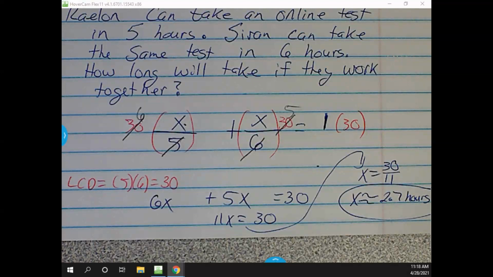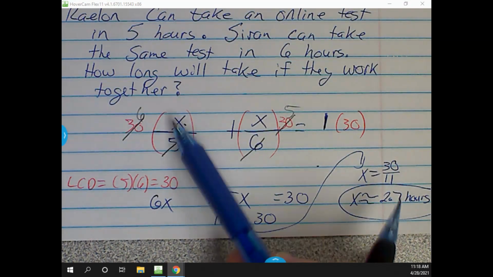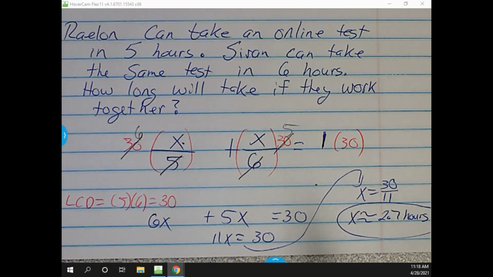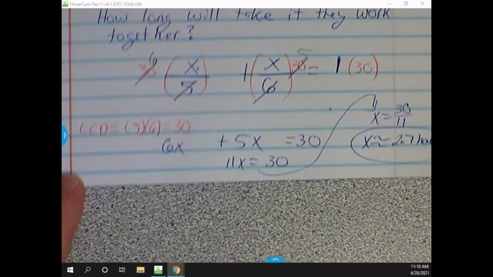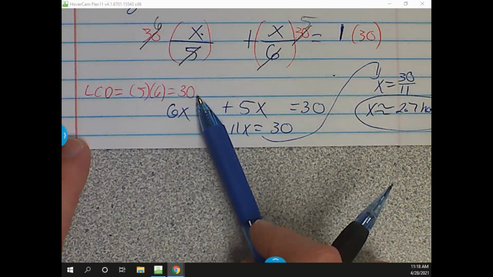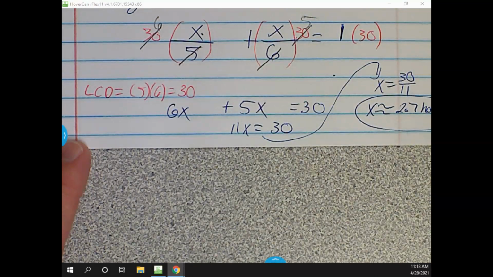Any problems like that, where it's x over a number and then x over another number, you're just going to multiply by the least common denominator. I'm going to see if I can find a good word problem to mix in with that one, because to me that's an easy word problem once you get it figured out. But that's the setup. Whether it's a word problem or not, just take the 5 and 6, multiply them together to get 30, then multiply everything by 30, and work it out from there.